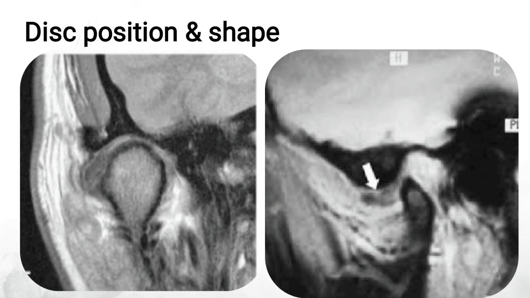Here's an example of abnormality in disc position and shape. On the left, in the coronal view, the disc is displaced laterally, more laterally than the center, and on the right, the shape is disfigured. There is a deformity in the disc shape and you cannot identify the intermediate zone or the biconcave shape of the disc.